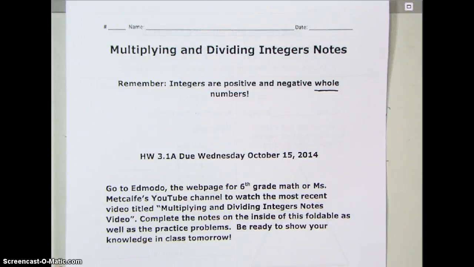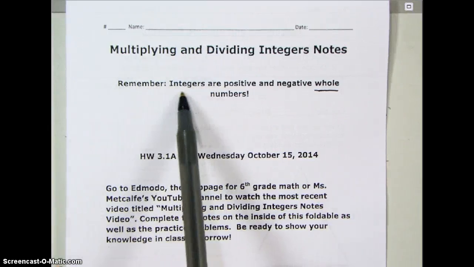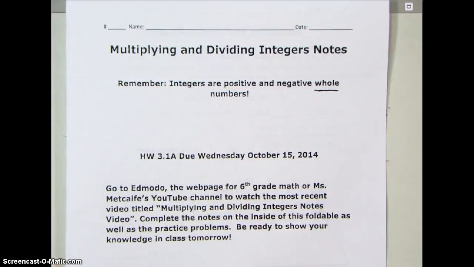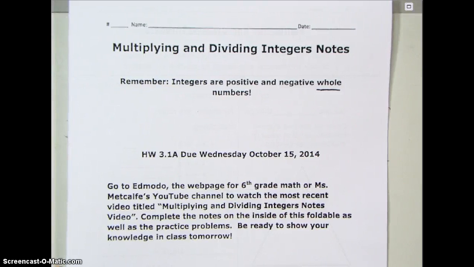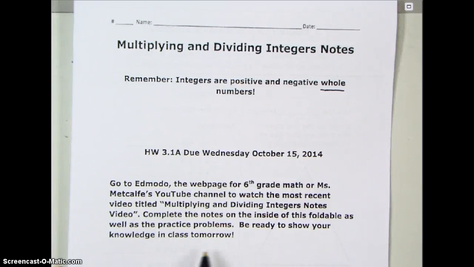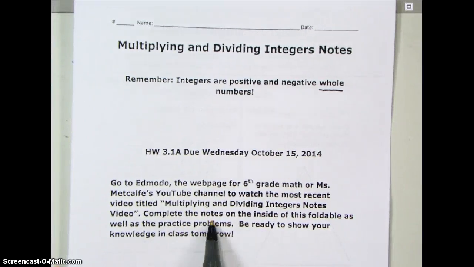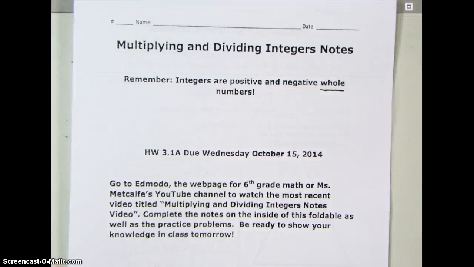We do need to remember a few things first. We put on here a reminder of the definition. Integers are positive and negative whole numbers. So that means we won't be having to deal with decimals and fractions for right now, just positive and negative whole numbers. Of course, if you're already on the video, then you read these directions, and you're going to make sure that you have all of this done before tomorrow in class.